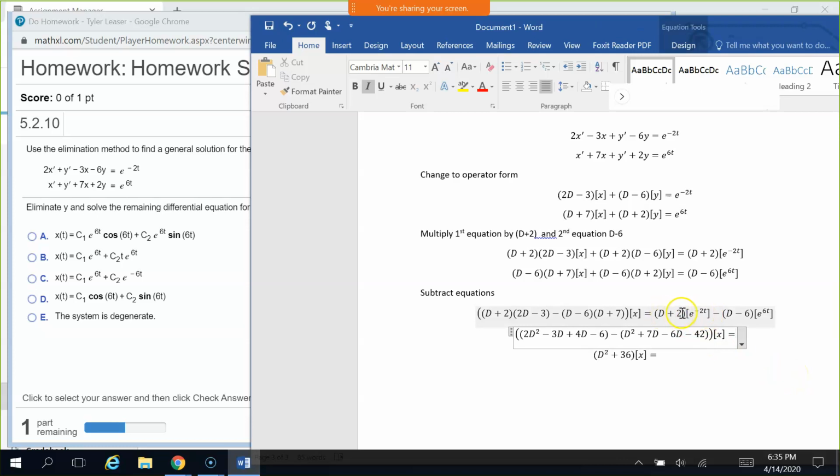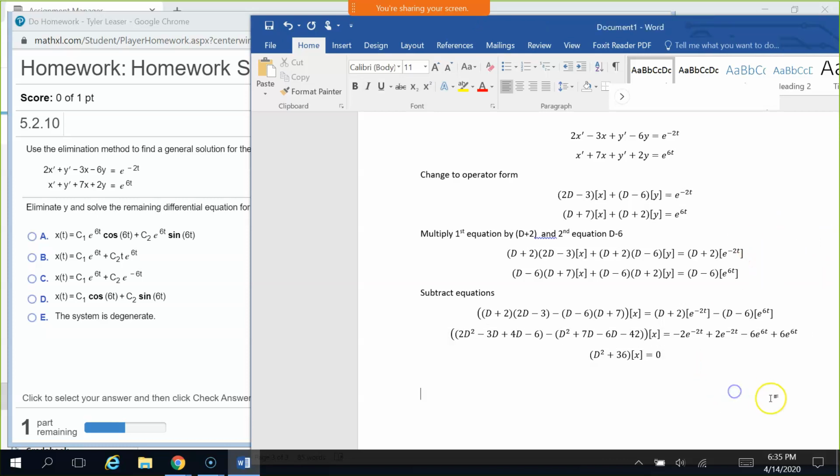We have d plus 2 acting on e to the negative 2t. That's the derivative of e to the negative 2t, which is negative 2e to the negative 2t, plus 2 times e to the negative 2t. So those are going to cancel out. These probably will as well. So we have negative d acting on e to the 6t, which is the derivative. And then that's going to be a plus, because the double negative, 6e to the 6t. So it looks like they do cancel each other out. We're just going to get a 0 on that right-hand side.